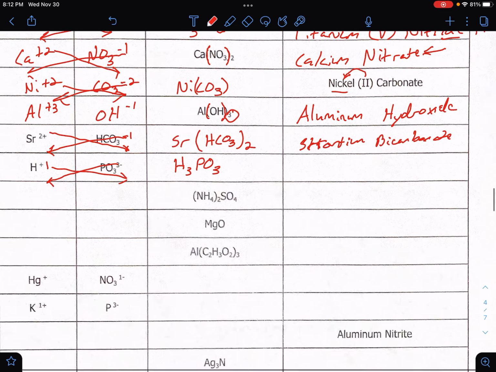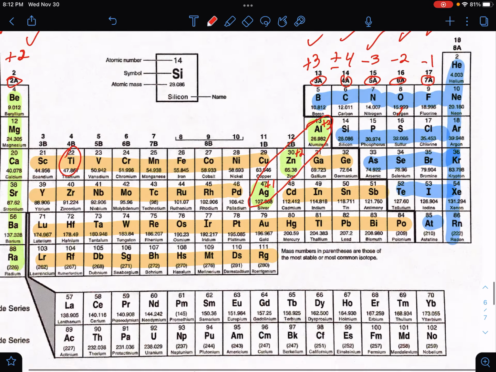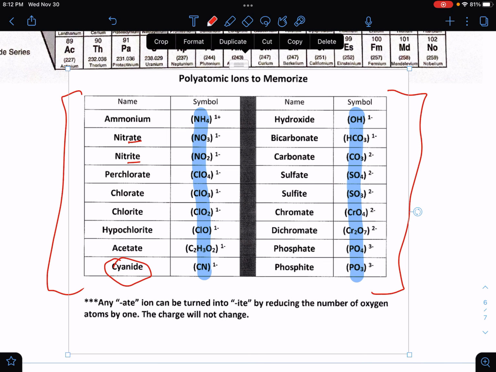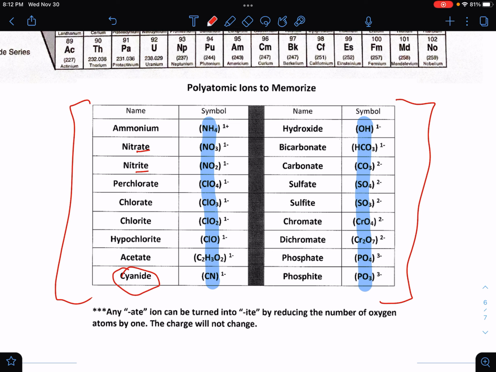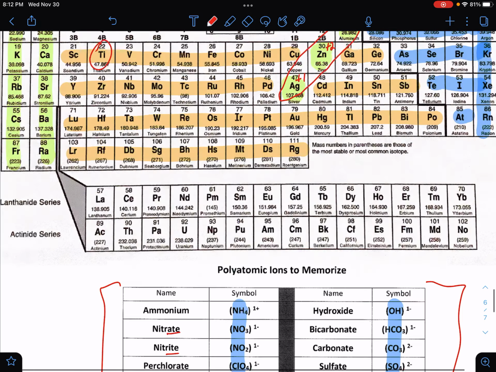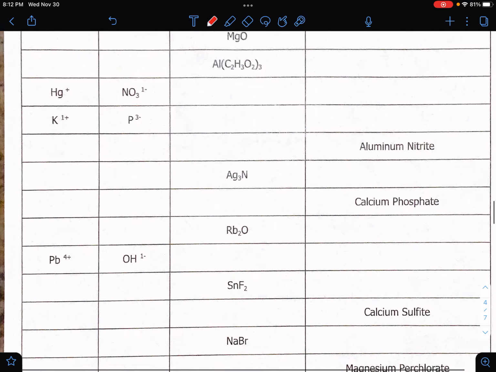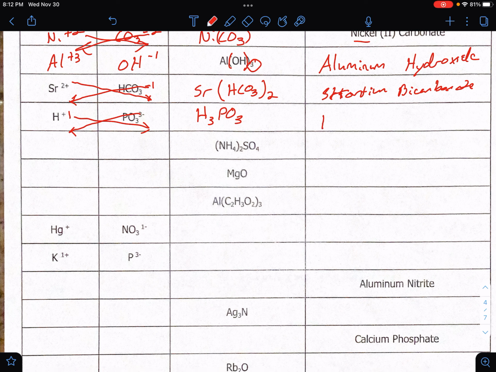Now, if you go down to the list, please be careful on this. Please check. PO3, that is phosphite. Okay, PO4 is phosphate. So since we give you this list, please don't make simple mistakes like this. Just check this. PO3 is phosphite. So all I got to do is come up here and just put hydrogen phosphite. Helps if I could spell and write.